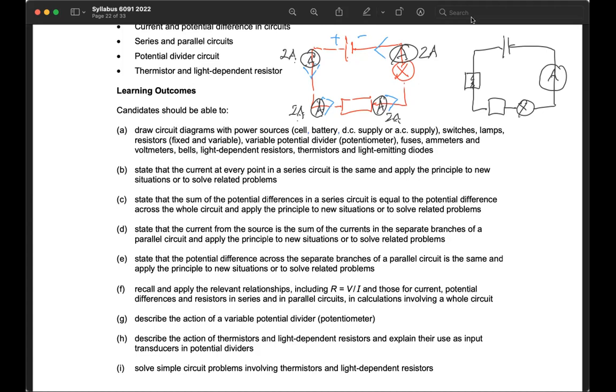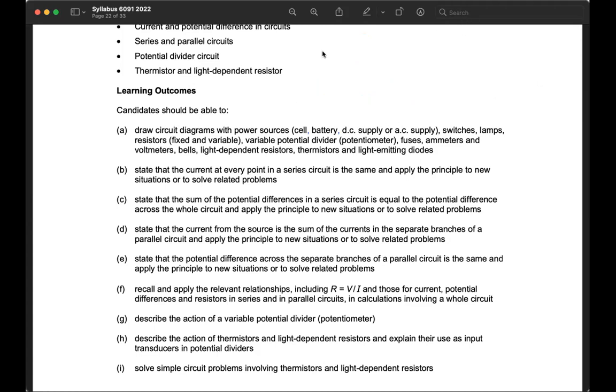All right. So what we have gone through is part B. We state that the current at any point in the series circuit is the same. Now we talk about the series itself. Okay, let me redraw this in another manner.